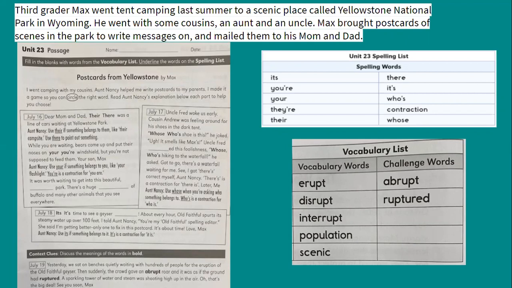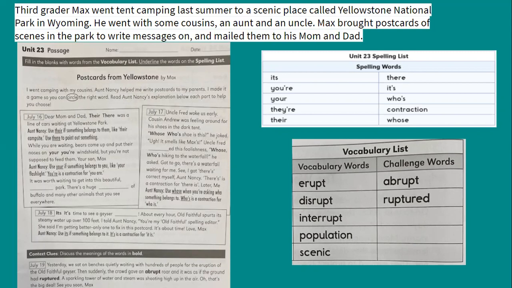So you're going to underline the spelling words, that top list, and in the bottom list, you're going to fill in the vocabulary words. I'm going to read it to you. I went camping with my cousins. Aunt Nancy helped me write postcards to my parents. I made it a game so you can circle the right word. Read Aunt Nancy's explanation below each part to help you choose.